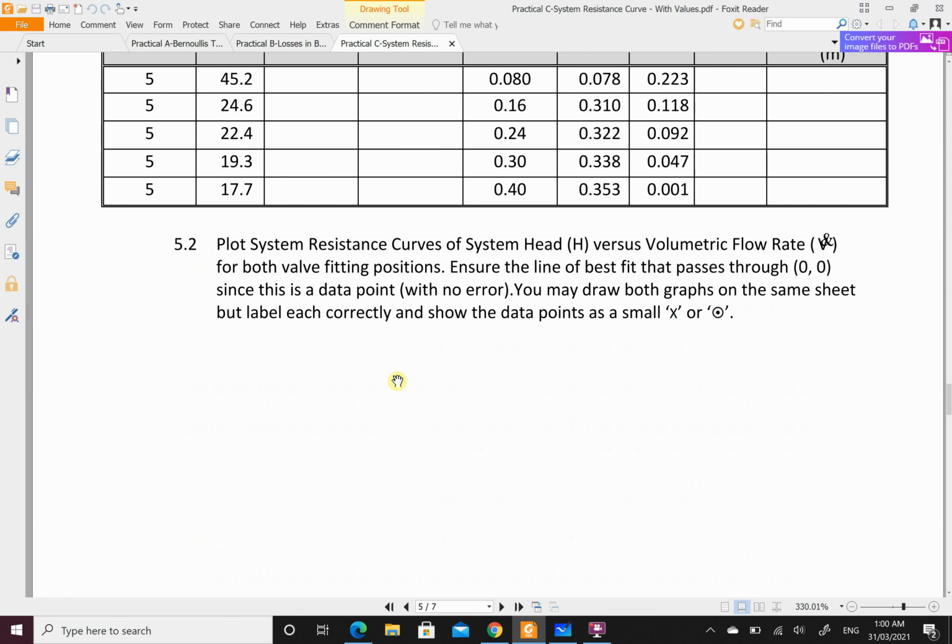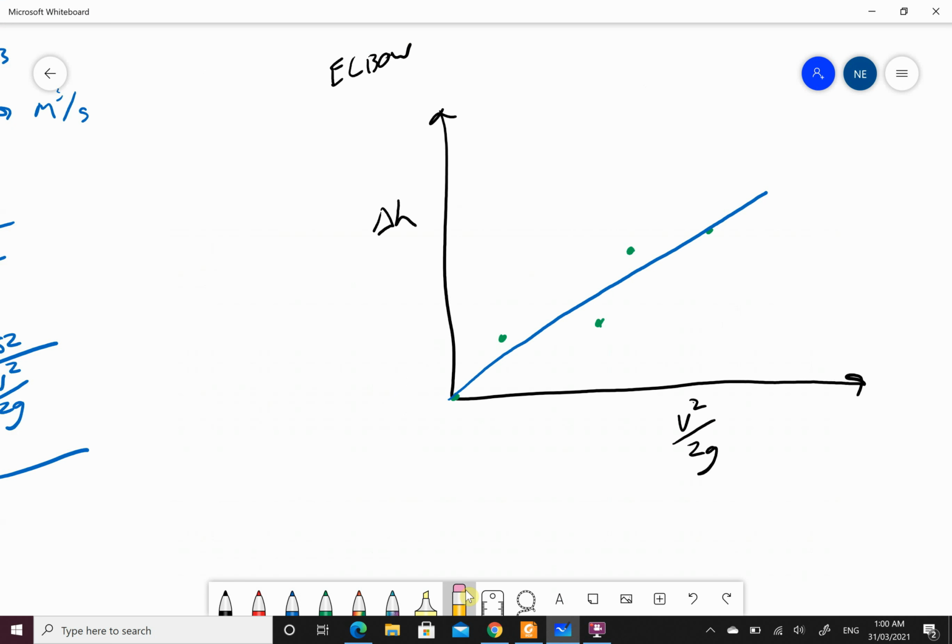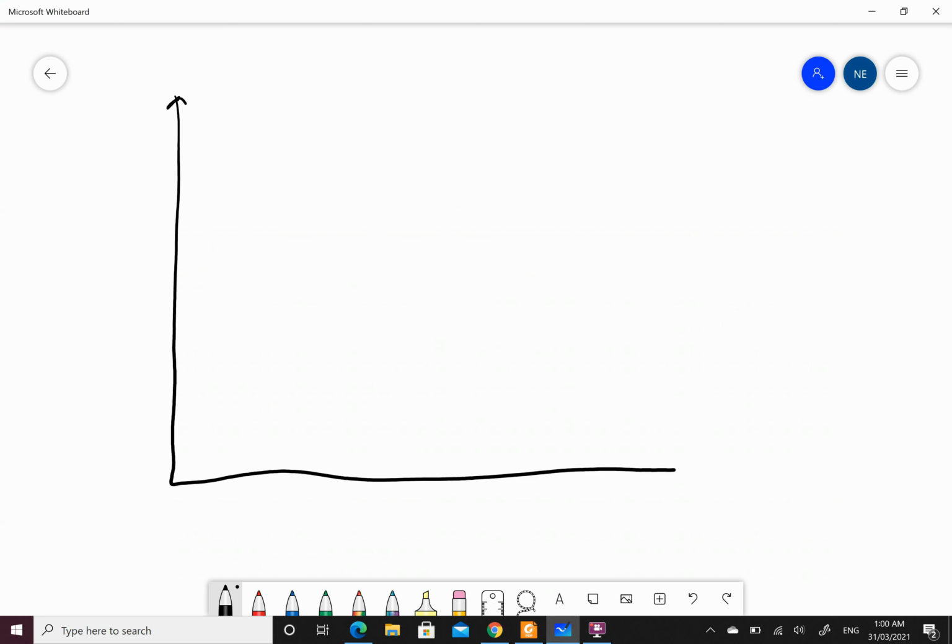So what we need to do next is plot a system resistance curve. How these are going to look is what we'll be graphing. On another plot, what are we going to plot? We're going to plot our total system head all over our flow rate.